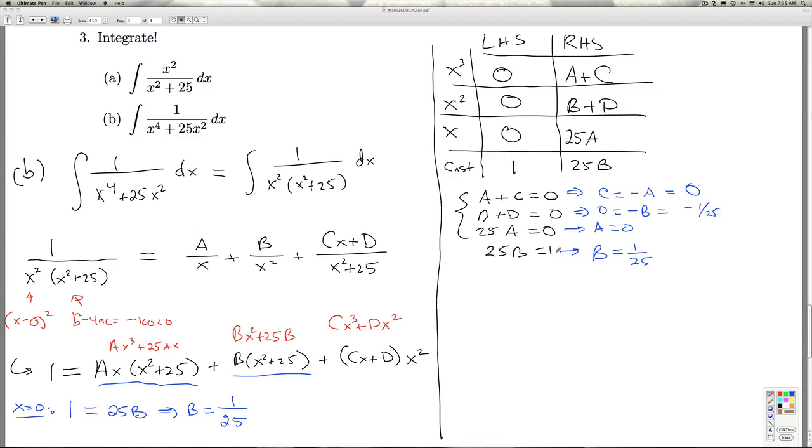So the partial fraction decomposition will always give you a system of linear equations when you equate the like powers of x. But what's all this mean for our integral? If I plug these values back in, I've got 1 over x to the 4th plus 25x squared is equal to a over x, but a is 0. I've got plus b over x squared. The b is 1/25 over x squared plus cx plus d over x squared plus 25. c is 0, d is negative 1/25.